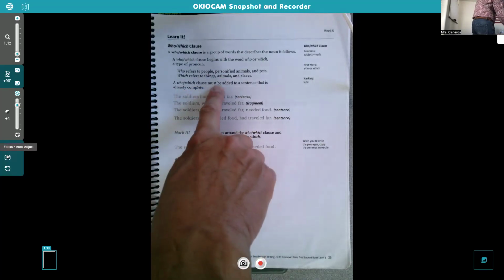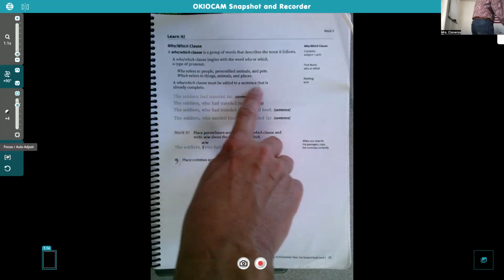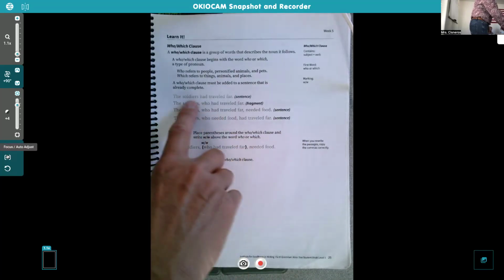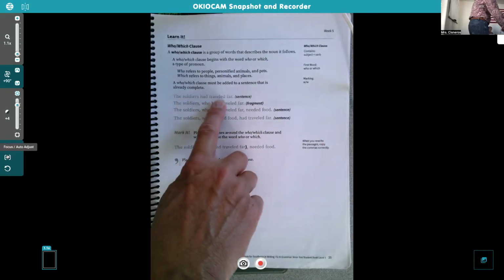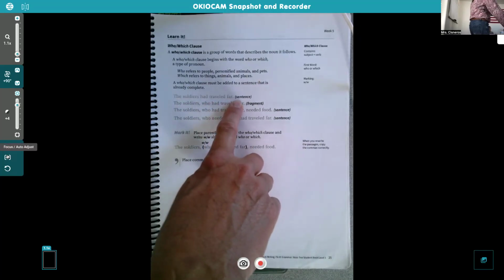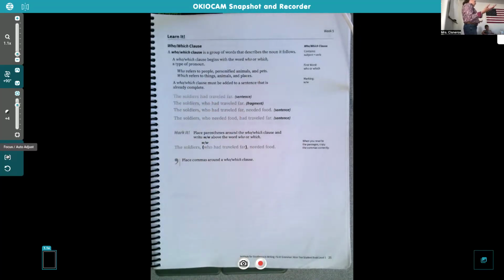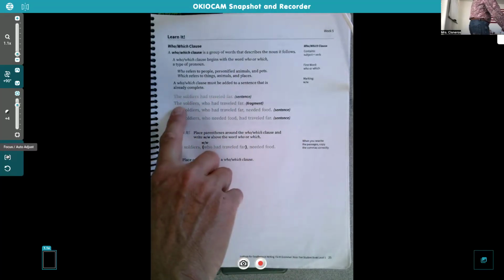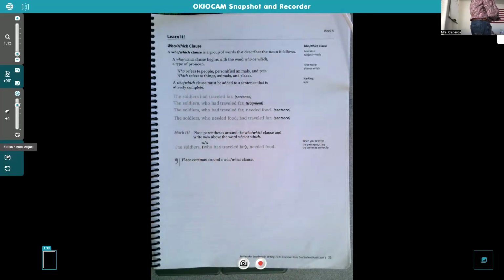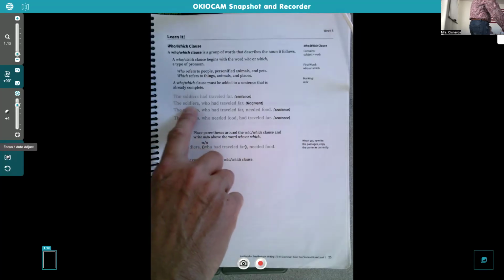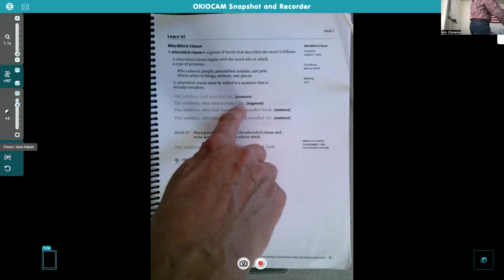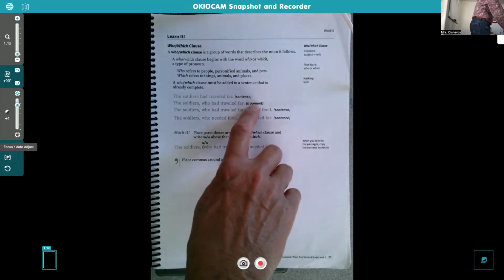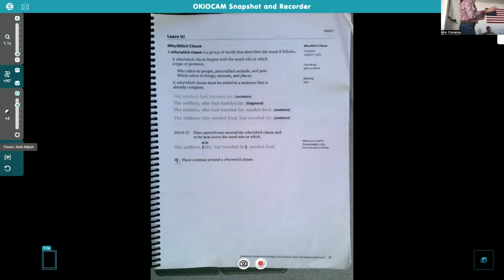All right. A who which clause must be added to a sentence that is already complete. So here's some examples. Go ahead and look at your book or at the screen here. The soldiers had traveled far. In parentheses, it says sentence because that's a good, complete sentence. If I just add who, it sounds like this: The soldiers who had traveled far. That sounds better, kind of, but see the word fragment there? Fragment just means that's not complete.